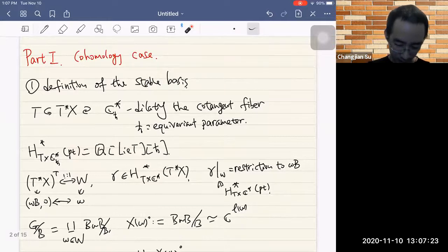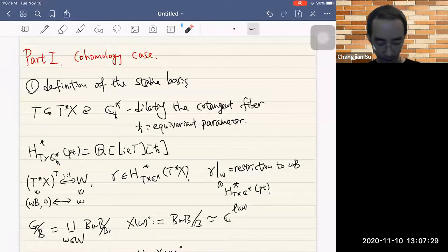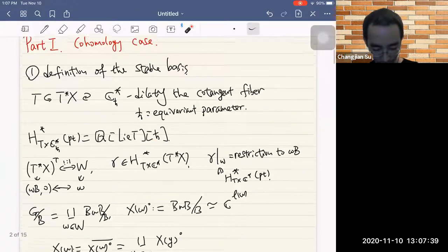First of all, if you consider the equivariant cohomology of a point, then this is just the functions on the Lie algebra of this torus, i.e., functions on the Lie algebra of the maximal torus, the Cartan subalgebra, along with this equivariant parameter h bar.